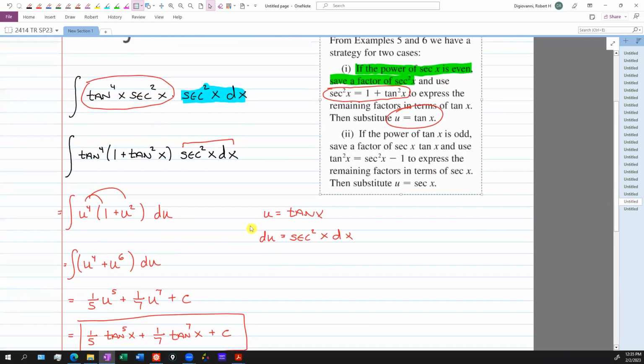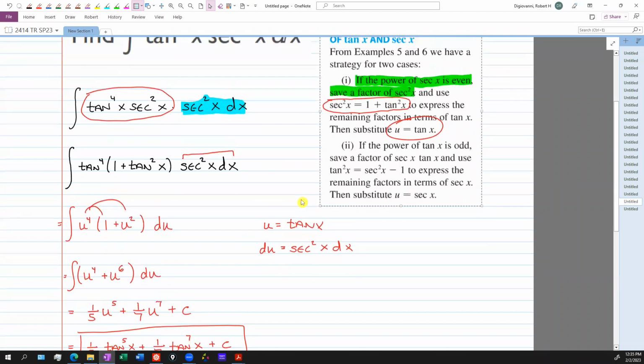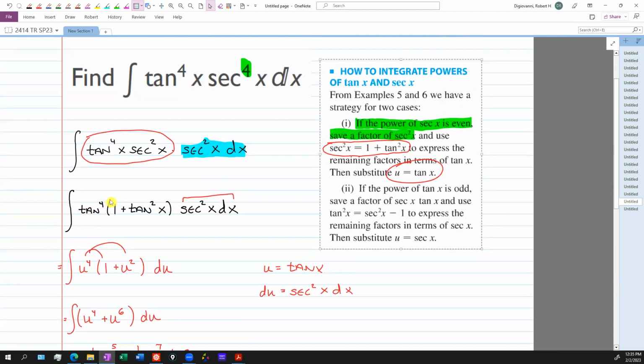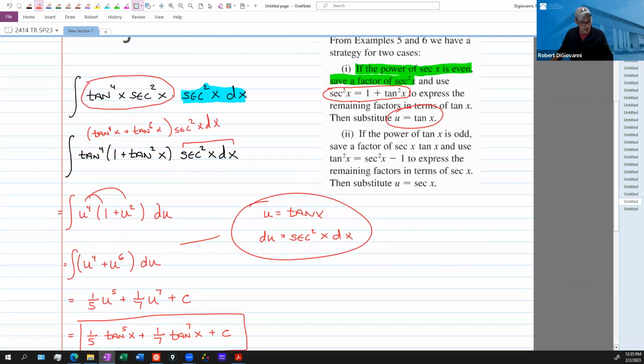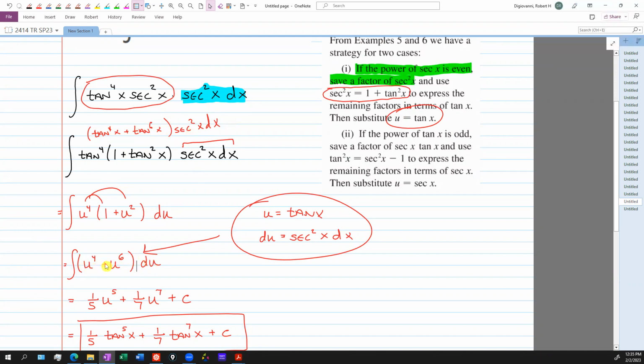I have a quick question. Going back to if you're going to distribute that tan, could you have done that and still gotten the same answer? Yeah, because if you distributed that, you would have had tangent to the 4th x plus tangent to the 6th x, and then secant squared x dx. And then when you did the substitution, you would be directly at this line right here, with u to the 4th plus u to the 6th du. So it's really just preference.